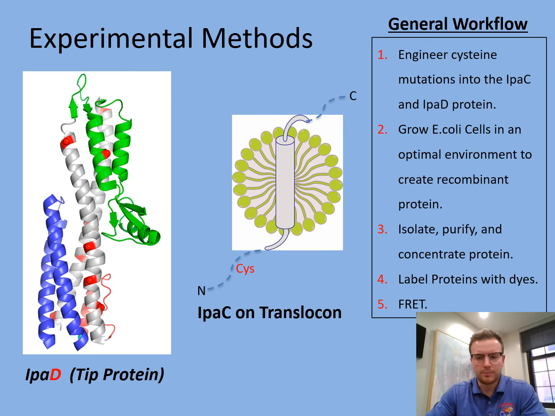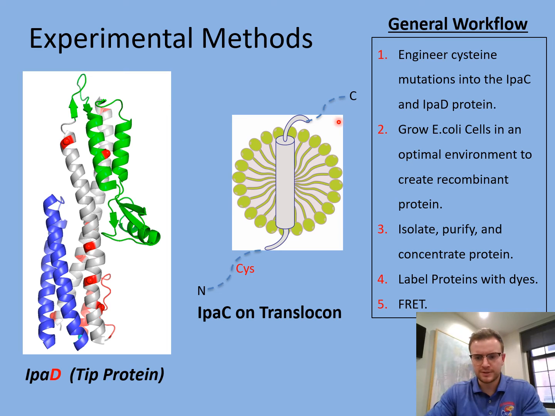All right, we got our problem. We know the end result we want. So how are we going to get there? And that's through this general workflow presented on the right. For one, we're going to engineer some cysteine mutations into the protein. That allows us to input the dye we need to go through FRET.